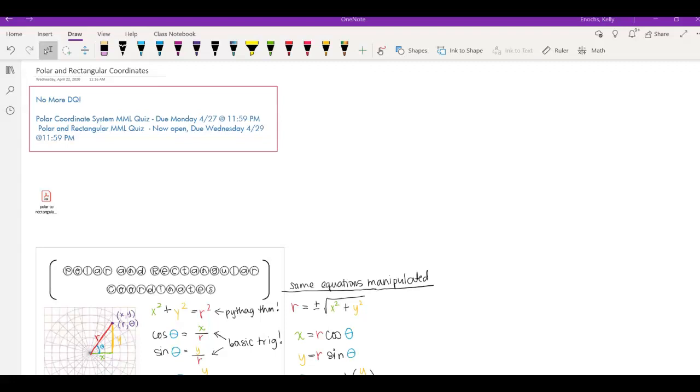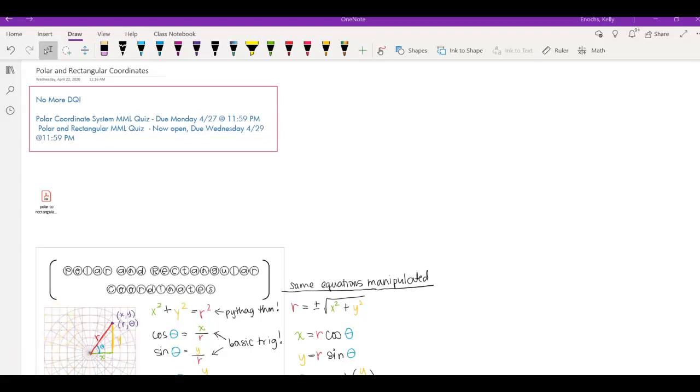As a reminder, there are no more daily quizzes, and your MyMathLab on last session's information, which was graphing polar coordinates, is due on Monday. That's already available. It's been available since Tuesday. And there is a new one now open, and that is due next Wednesday. So you have one due Monday, one due Wednesday on last session's information, and now on this session's information.